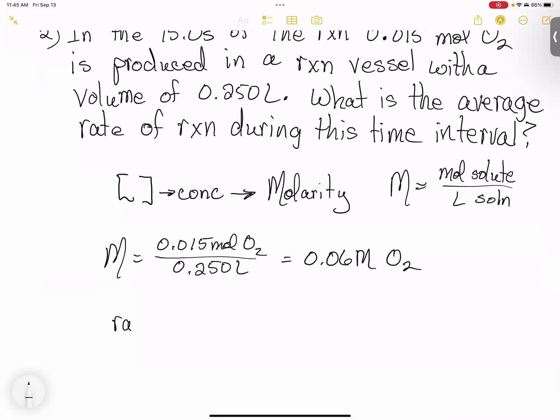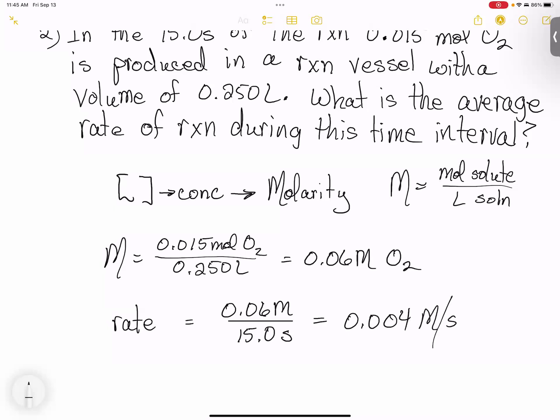So our rate of reaction, the average rate of reaction, is going to equal this 0.06 molar divided by the time, which we were told was 15.0 seconds. Or in other words, it is 0.004 molar per second. Questions about that one?